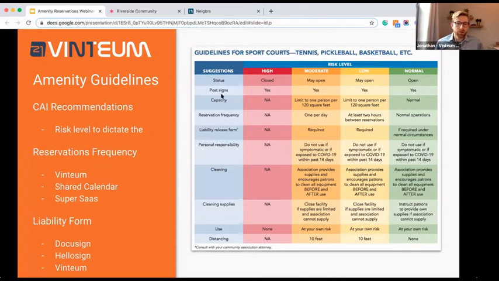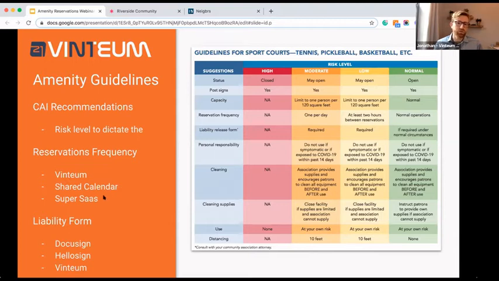So from here, a couple of these, like capacity, reservation frequency, and liability release, there's a couple different ways that we could do that. Vinteum definitely has tools to help you out, but there's also shared calendars. We realize that Vinteum is a paid solution. I'm sure if you get creative and this is just something that you're looking to do at an individual community level and don't have the funds or the resources, start a Google Calendar, and allow people to go ahead and book a spot on it.